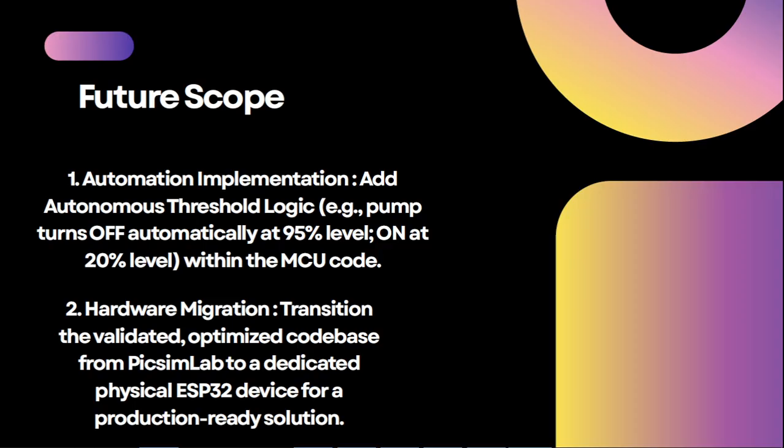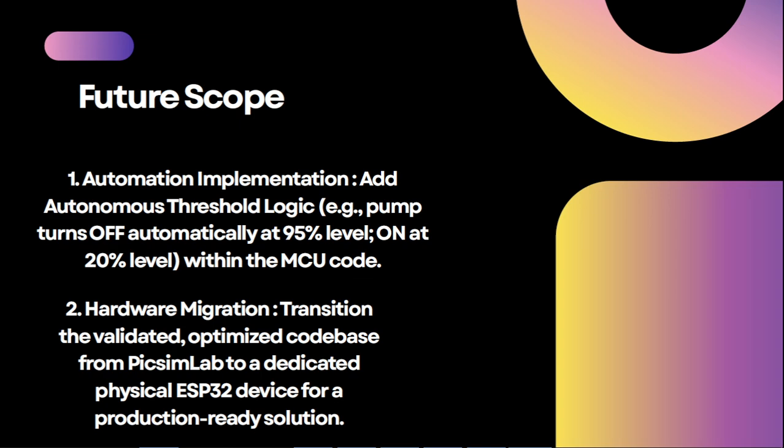So we will next move to the next slide. Here is the future scope. Moving forward, there are two main areas. First is automation implementation, and second is hardware migration. Here, adding autonomous threshold logic within the microcontroller code itself.